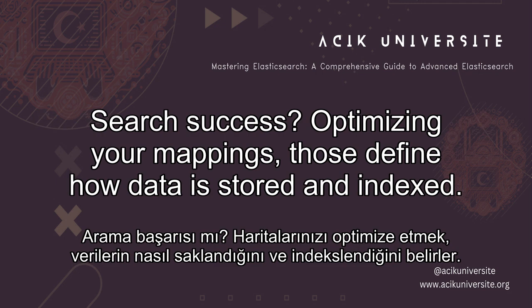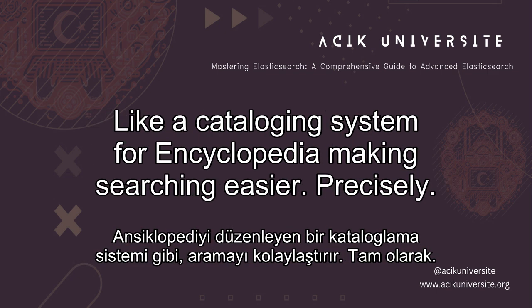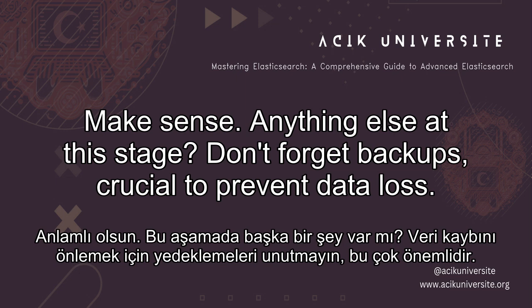Optimizing your mappings. Those define how data is stored and indexed. Think of them as blueprints, telling Elasticsearch how to organize each piece of info. Like a cataloging system for our encyclopedia, making searching easier. Precisely. Specifying field types, analyzers, all those parameters matter for performance. Makes sense. Anything else at this stage?